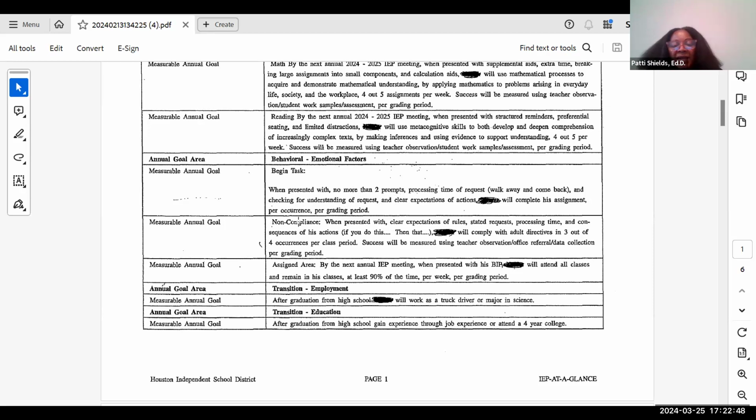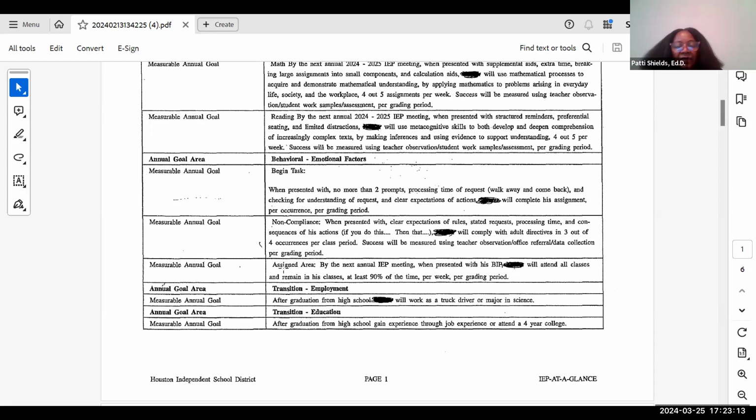Then the other one was non-compliance. The first one was for him talking back or to begin his task. The second was for non-compliance. When presented with clear expectations or rules, stated requests, processing time, and consequences of his action, if you do this, then that, will comply with adult directives in 3 out of 4 occurrences per class.